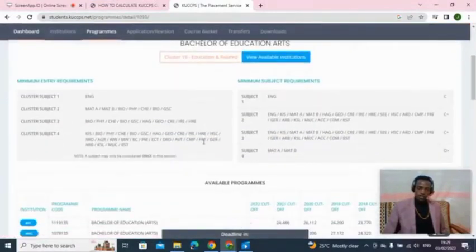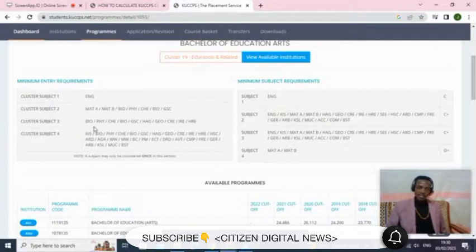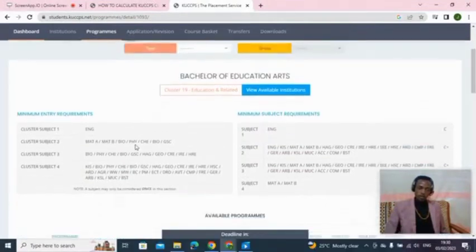Here, under Bachelor of Education Arts, we have the minimum entry requirement: Cluster Subject 1, Cluster Subject 2, Cluster Subject 3, and Cluster Subject 4. Under Cluster Subject 1, we have English. Cluster Subject 2, we have Maths and Sciences. Cluster Subject 3, we have Sciences and Humanities. And Cluster Subject 4, we have all subjects there.